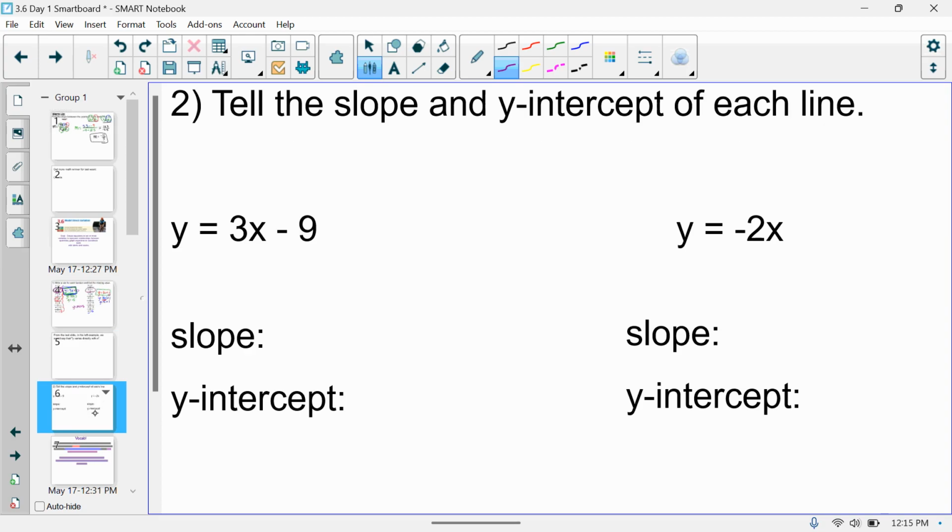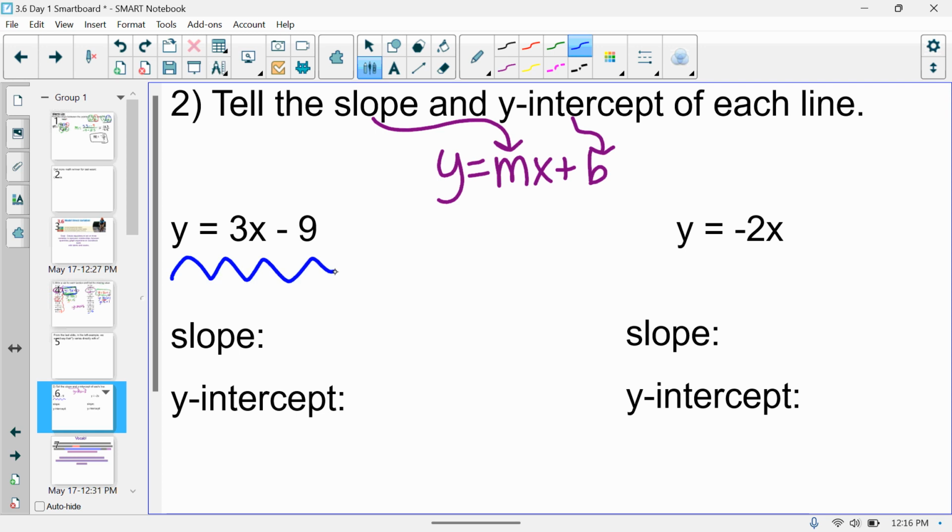So tell the slope and the y-intercept of each line. This is review right now, okay? Quick review. Remember how m stands for the slope in this formula and b stands for the y-intercept? So I'm going to pick a random person. I want to know what's the slope of this line. Let's go with Madeline. What's the slope? Yep, because remember, all we got to do is look for m stands for the slope. So the slope is 3. Ranveer, what would be the y-intercept? Yep, because b is the y-intercept.